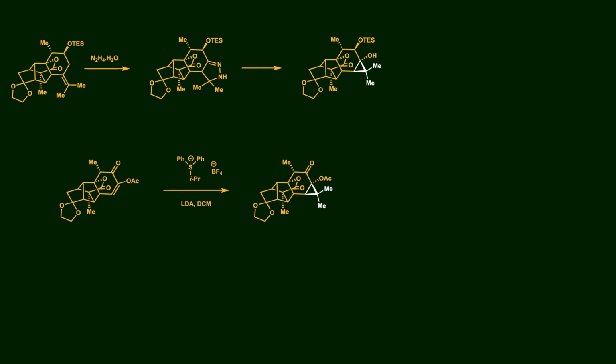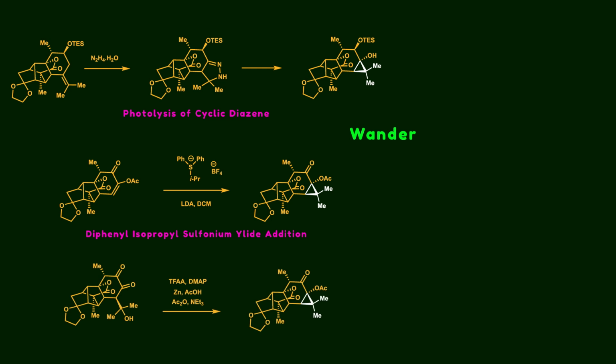The final stage is the installation of the cyclopropane ring onto the compound. Several approaches for constructing the cyclopropane ring were attempted, such as photolysis of cyclic diazine, diphenyl isopropyl sulfonium ylide addition, represented by Wender, and cascade rearrangement developed by the Boron group. However, none of these methods were successful in constructing the cyclopropane ring.